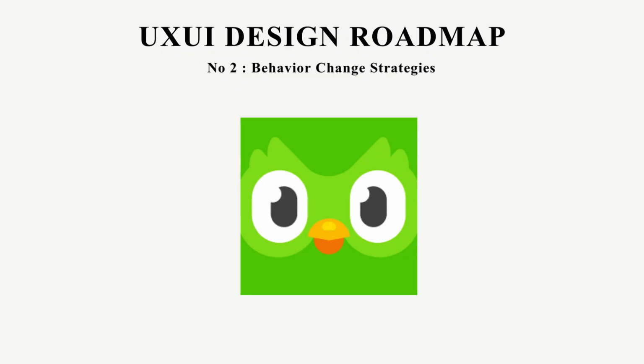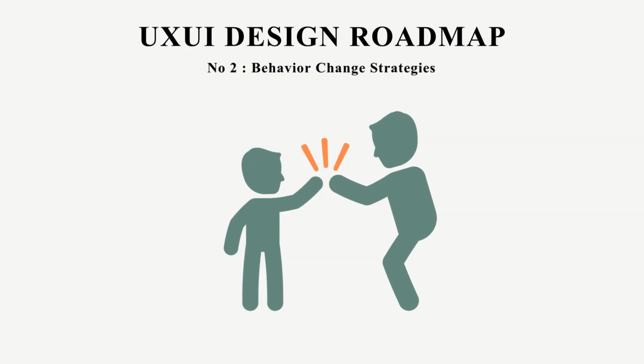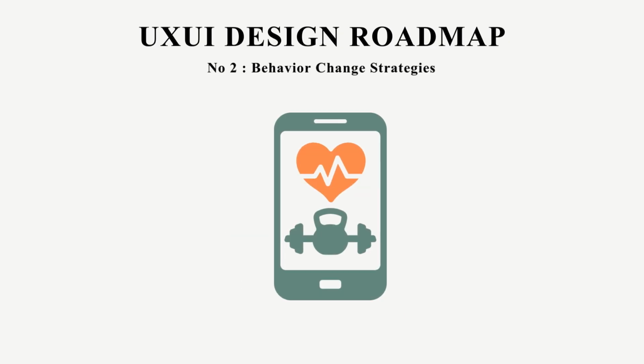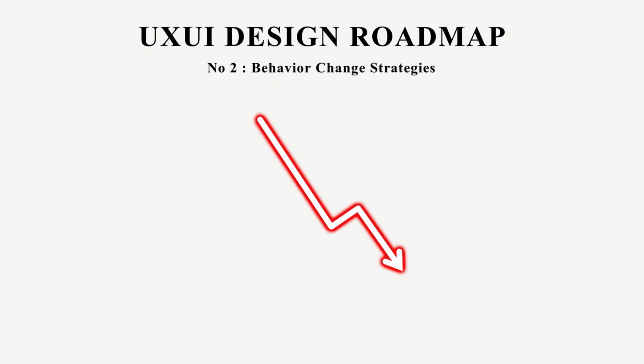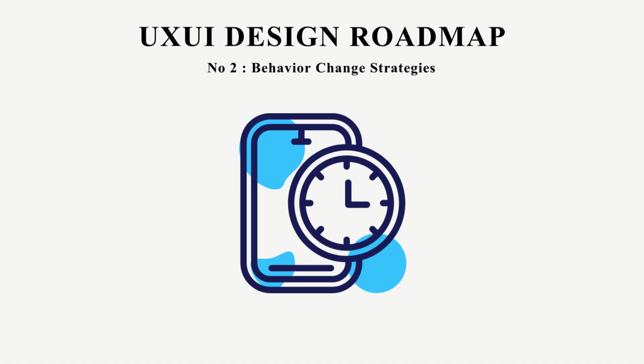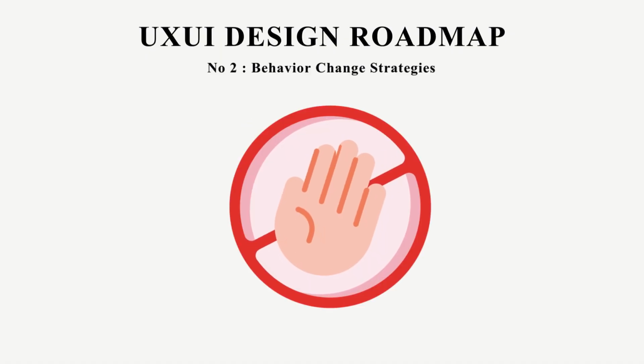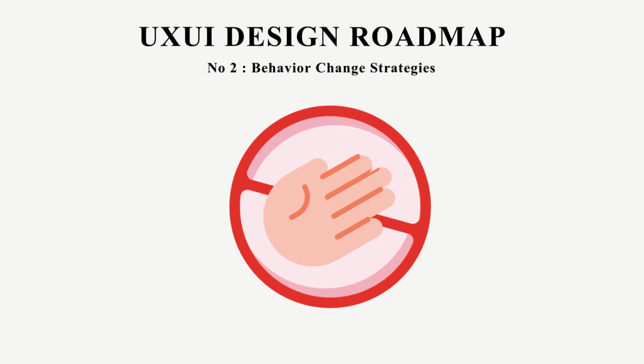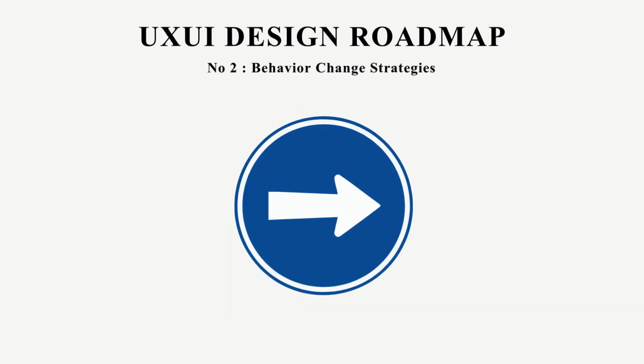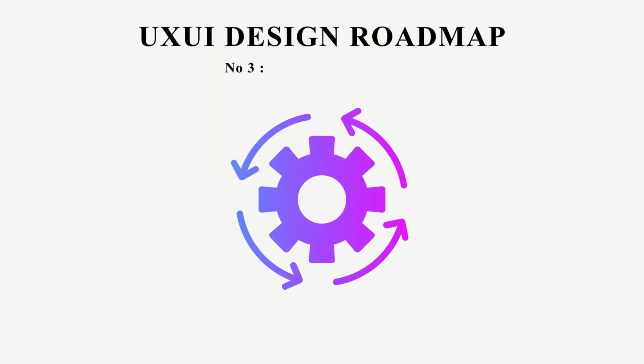Second is increase. This means encouraging users to do something more often. Fitness apps try to increase daily exercise. Third is decrease. Some products help users reduce behavior, like reducing screen time. Fourth is stop. In some cases, designers help users stop harmful behavior. Understanding behavior change helps designers create products that guide users toward positive action. Number 3. Defaulting.